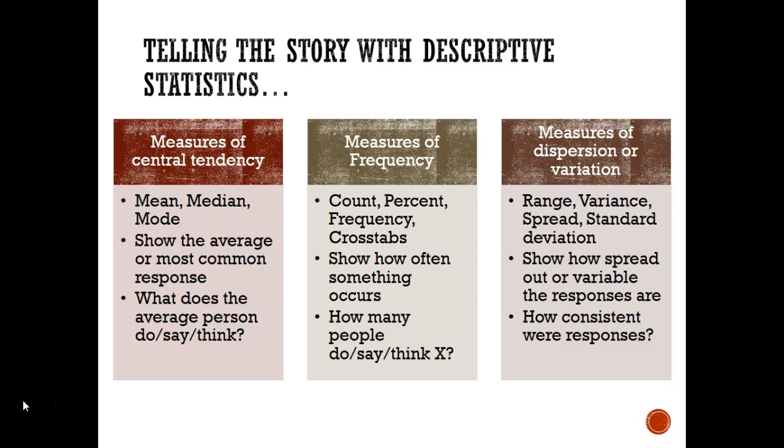And then the third section here is measures of dispersion or variance. So we're looking at the range of responses. We may be able to calculate the average, but then we want to see, well, what was the range?